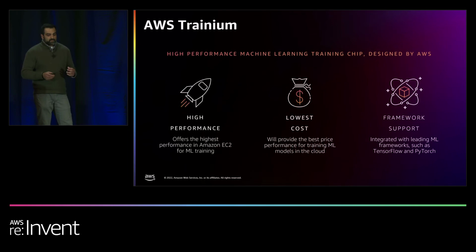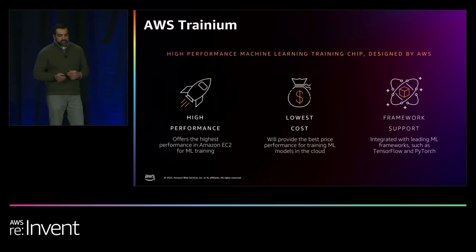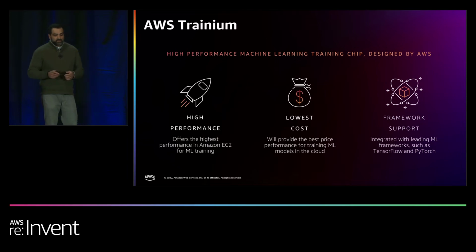Now, switching gears, let's talk about training models. As we spoke about earlier, training models is a very compute-intensive task. And as models get bigger and more complex, we need to rethink how we're training our models. We took what we learned from when we started with our first ML accelerator, Inferentia, and applied them to training, building Trainium, an easy-to-use, high-performance training chip we launched a couple of months ago.